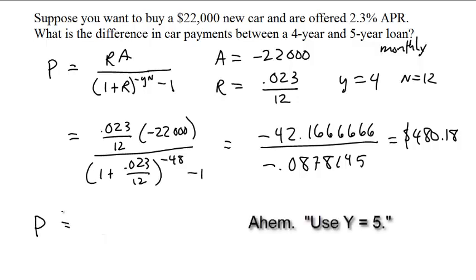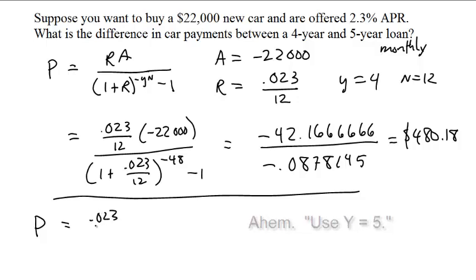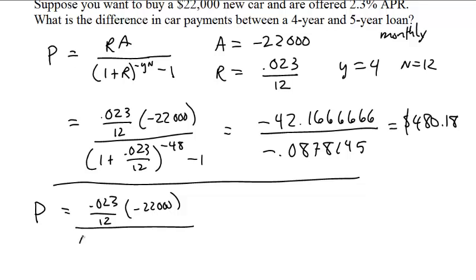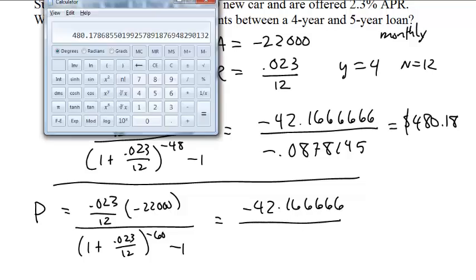So P in this case is going to be 0.023 over 12 times negative 22,000. Hey, it's the exact same thing. The only difference is that we have 1 plus 0.023 over 12, and this is 12 times 5. 12 times 5 is 60. Negative 60, minus 1. So it's the same negative 42.1666666, whatever, all over something.